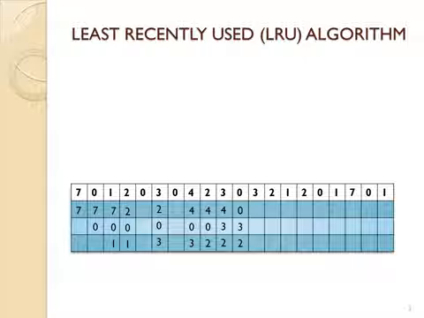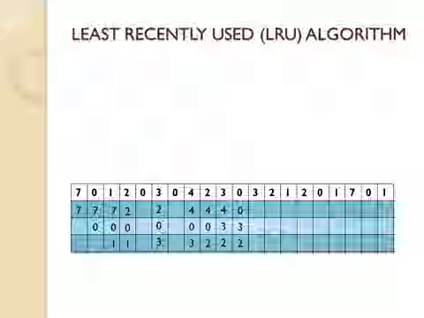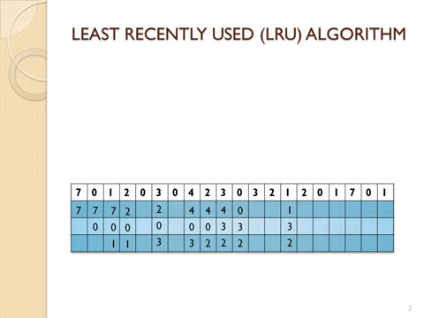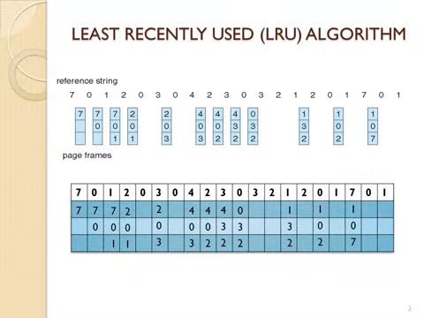Page 3 and page 2 are still there. And now we need page 1. We just referenced page 2, and right before that page 3, so we will replace page 0. And now we need page 2, it's already there. We need page 0, and we just referenced page 2 and page 1, so we'll replace page 3. Page 1 is already there. Now we need page 7, and we just referenced page 1 and page 0, so we will replace page 2. And page 1 and page 0 are already there, so we now have 12 page faults with this.